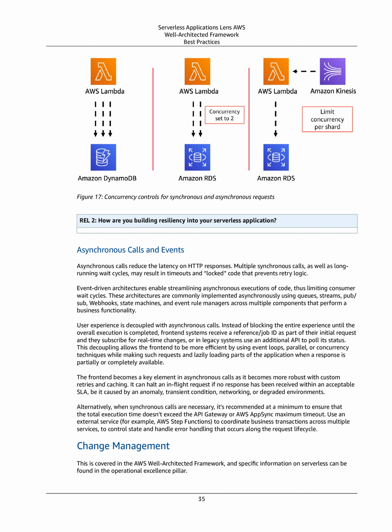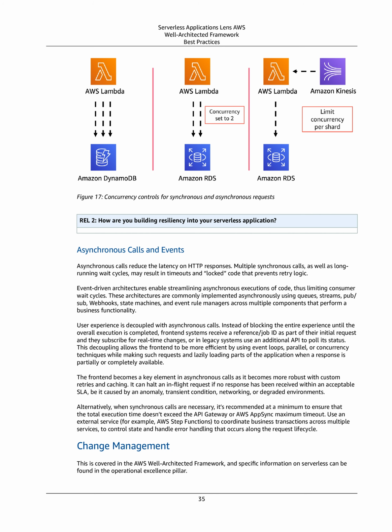Alternatively, when synchronous calls are necessary, it's recommended at a minimum to ensure that the total execution time doesn't exceed the API Gateway or AWS AppSync maximum timeout. Use an external service, for example AWS Step Functions, to coordinate business transactions across multiple services, to control state, and handle error handling that occurs along the request lifecycle.